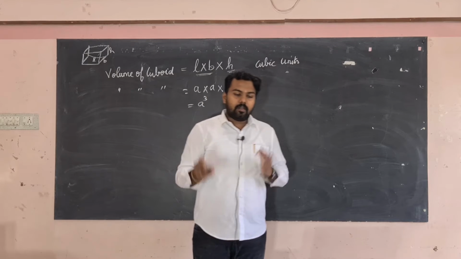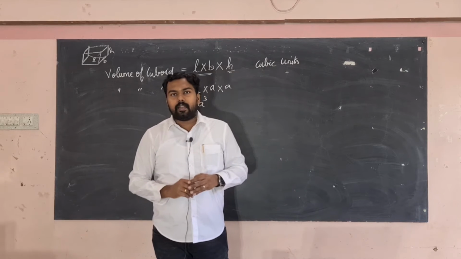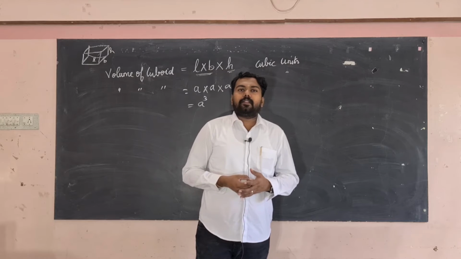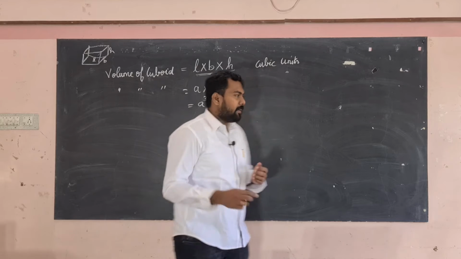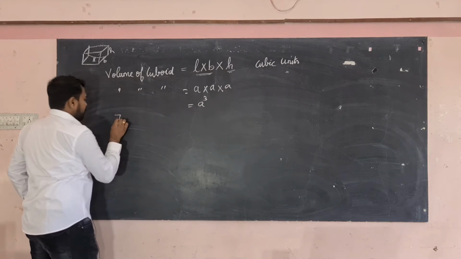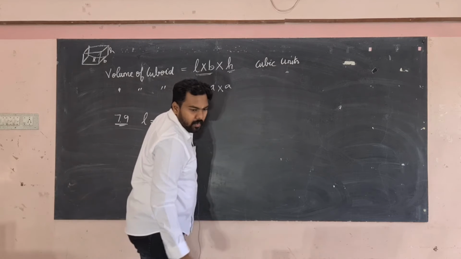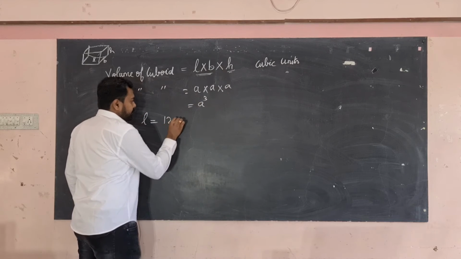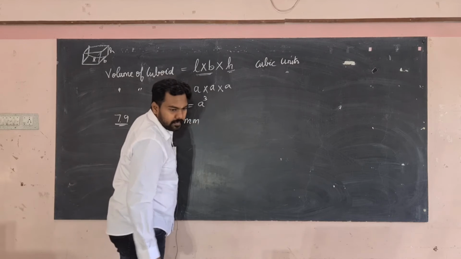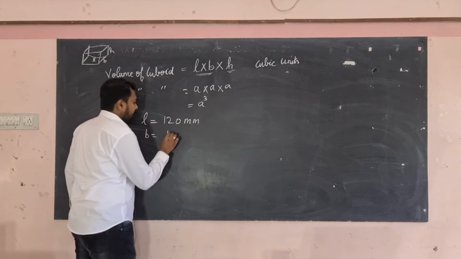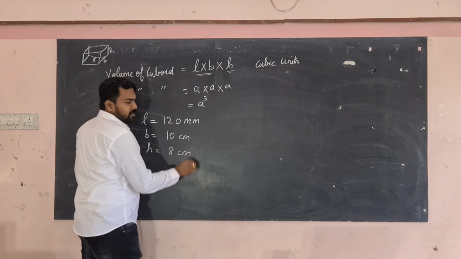Okay, so we'll go to the problem directly. The first problem, which is example 7.9. 7.9 ல என்ன கொடுத்துருக்காங்க அப்படின்னு பார்த்தீங்கன்னா, the length, breadth and height of a cuboid is அப்படின்னு கொடுத்துருக்காங்க. So example 7.9. What they are given? Length is what they have given us 120 millimeter. Okay. Breadth what they have given 10 centimeter. Height is 8 centimeter. They have asked us to find the volume.